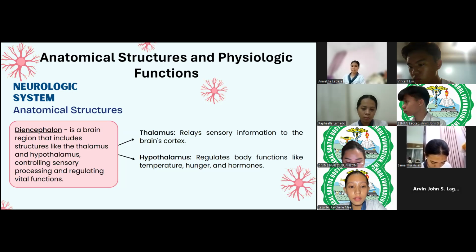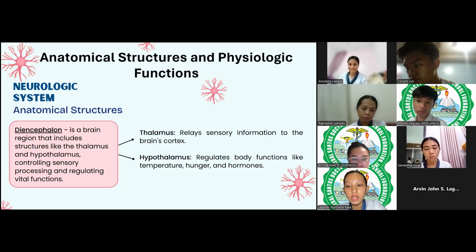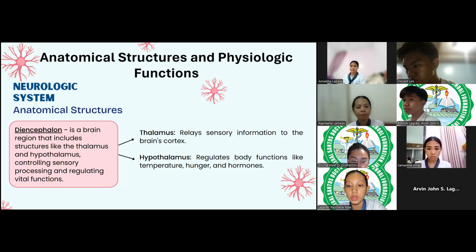Next is the diencephalon. It is a brain region that includes structures like the thalamus and hypothalamus, controlling sensory processing and regulating vital functions. So the thalamus relays sensory information to the brain's cortex. Then the hypothalamus regulates body functions like temperature, hunger, and hormones. Next, please.